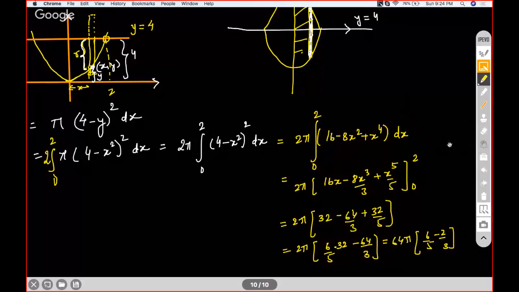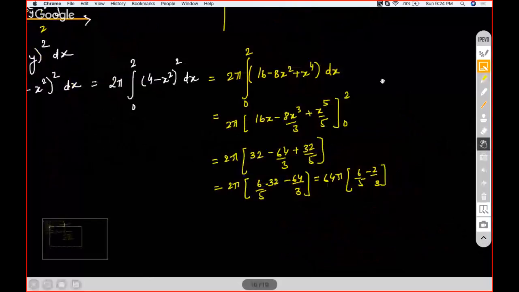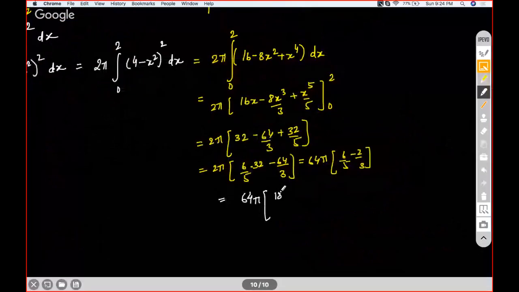So is it, one second. It's 512 pi by 15. So is it 512 pi by 3? Yeah. Pi by 15. Chalo, I'll give you one more opportunity to rectify your mistake. Yes, sir. Okay, Shreya is all charged up to get this right.